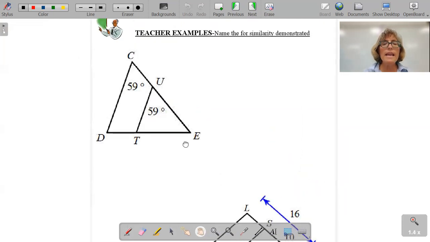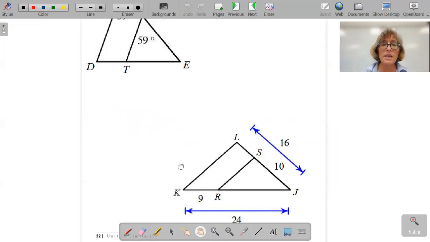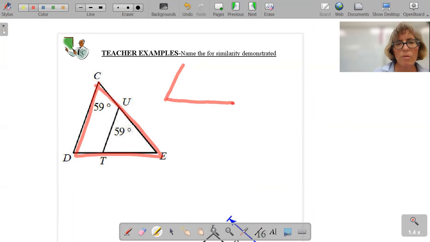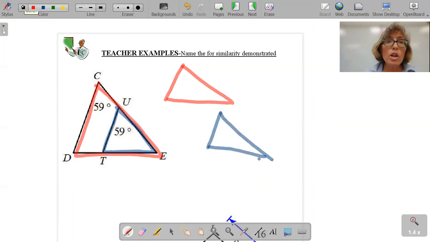We're going to name the similarity that's being demonstrated here. So right here, let's trace the overlapping triangles, and it's kind of good to just quickly pull them apart. If you have 2 different colors, that is kind of helpful here. Same shape, different size. Let's take a look at what we have here.